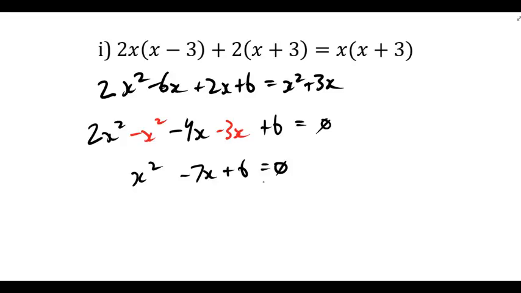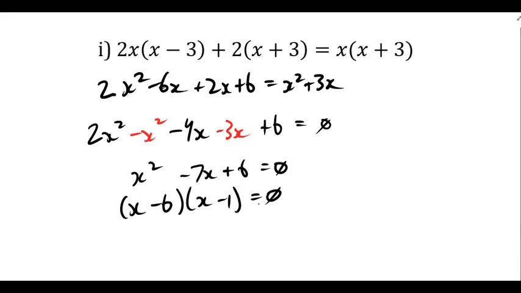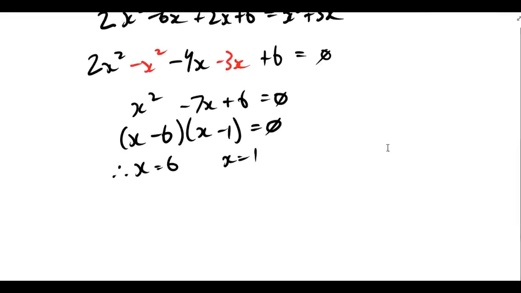Get x squared minus 7x plus 6. Don't stop there. Some people think that, now I'm done. Like even on the test, some people did this. All right, I'm done. No, we're supposed to be solving. Keep going. Factor that. And there you go. 6 and 1 are the answers.